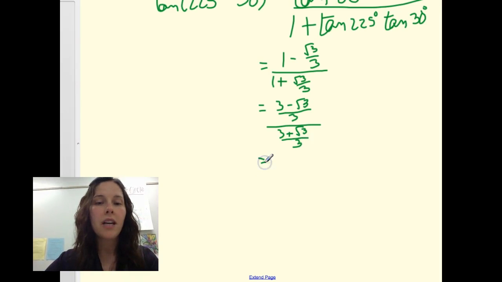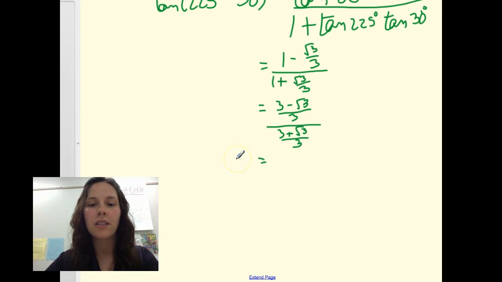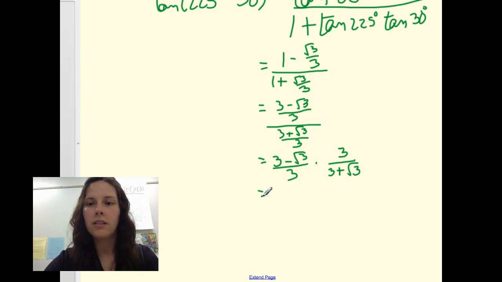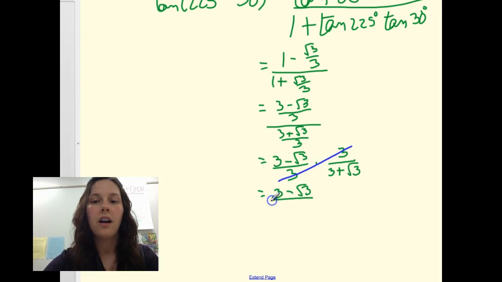And then to simplify my complex fraction, I'm going to multiply by the reciprocal. So we have our numerator, 3 minus root 3 over 3 times the reciprocal of the denominator. I'm flipping that denominator. And what's nice is that these 3's cancel, but you cannot cancel anything else because it's not multiplication. So we're going to end up with 3 minus root 3 all over 3 plus root 3.